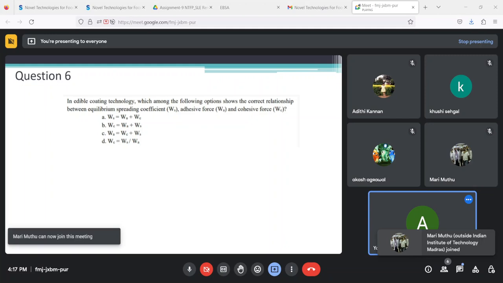You can think of it logically as well. If you don't know the relationship, you can think of it logically, what an adhesive force does and what a cohesive force does and what is the equilibrium spreading coefficient.